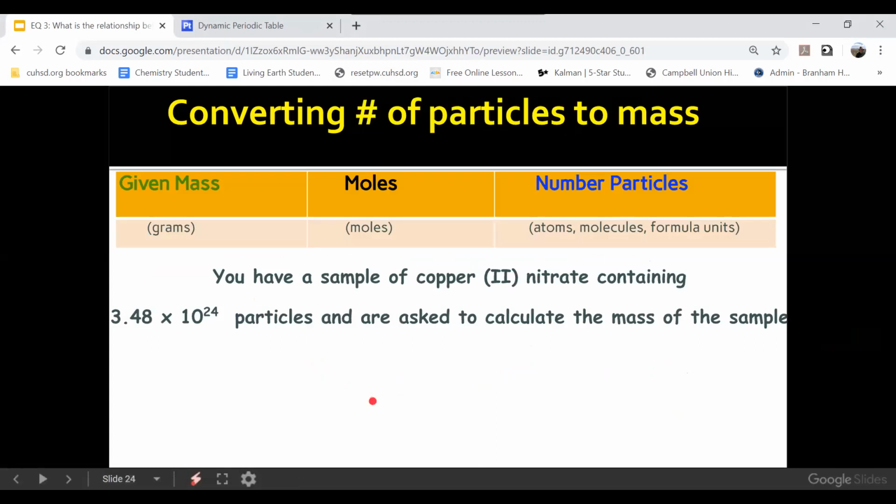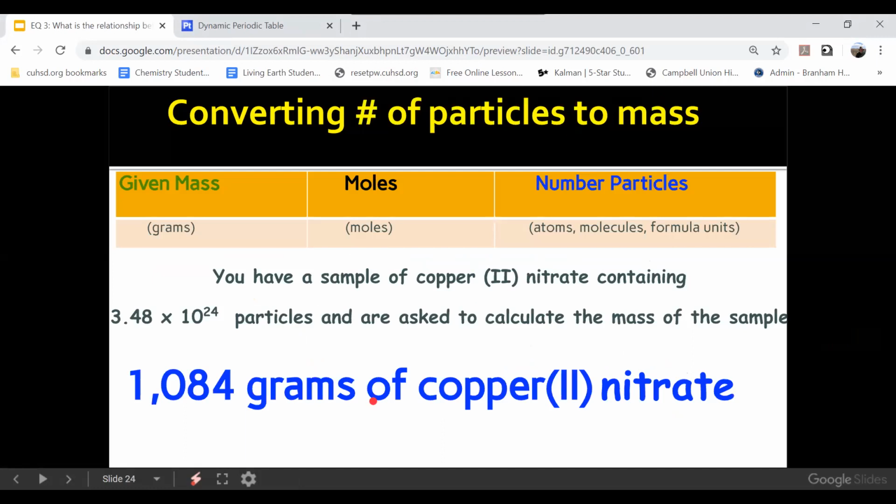All right, so in this case, you should now practice on your own. You have a sample of copper(II) nitrate containing 3.48 times 10 to the 24th particles, and are asked to calculate the mass of the sample. So a couple steps you're going to have to do here. The first thing is you're going to actually have to figure out what copper(II) nitrate is.